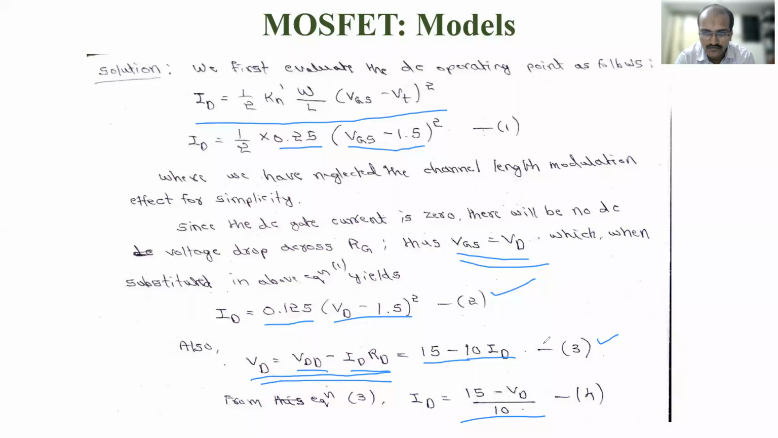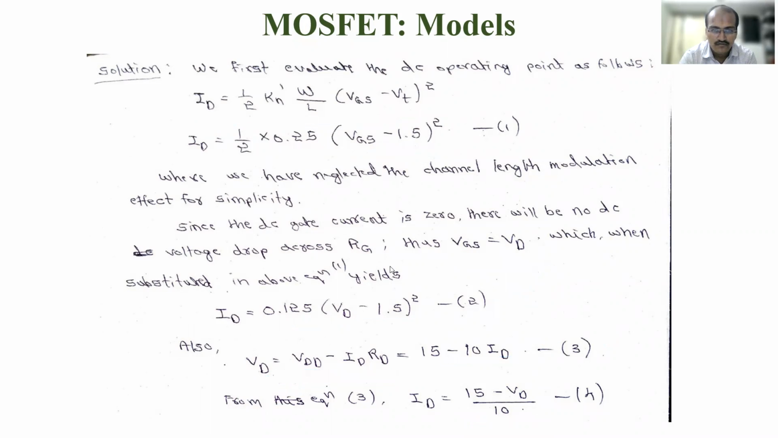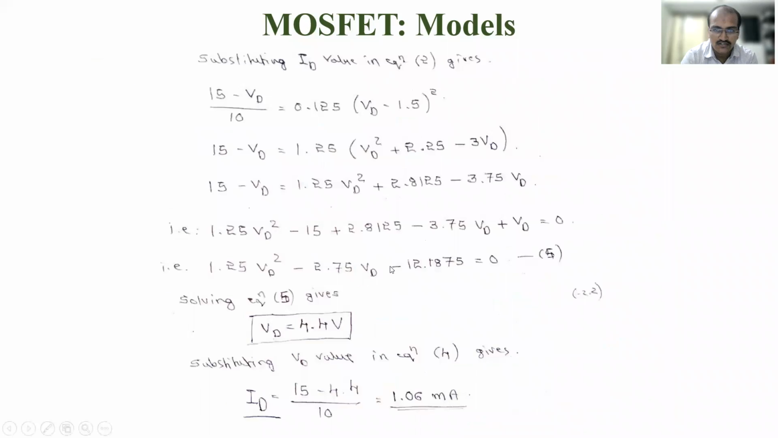So either you can substitute this equation 3 in equation 2, or from this equation 3, you can write ID as 15 minus VD by 10. So this you can substitute in equation 2 and solve for VD, and then you can get the ID value. So the main aim is to get the DC operating point, ID and VD value. So that we are doing first. Hope you have understood this till equation 4.